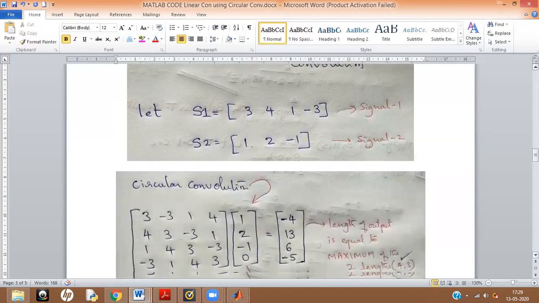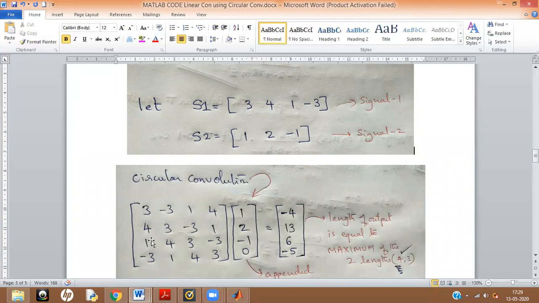You can arrange the signals like this, circularly shifting one step at a time, and then you can write one of the signals in this manner. The other signal can be written as a one column matrix, and then you multiply the two matrices to get the resultant. For example, I have written 3 4 1 minus 3, then shifted by one step, again 3 4 1 minus 3, and so on. So I have written it three times shifted, and the other signal is actually having only three samples in it.